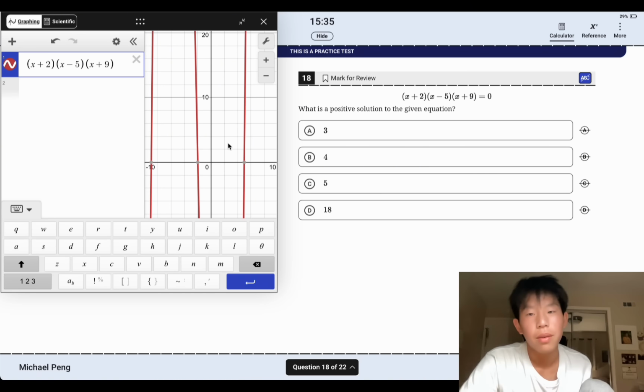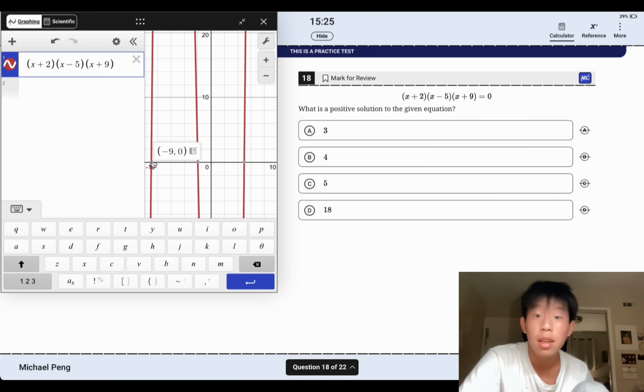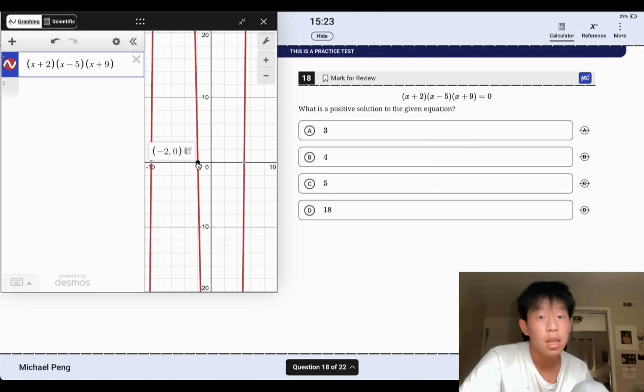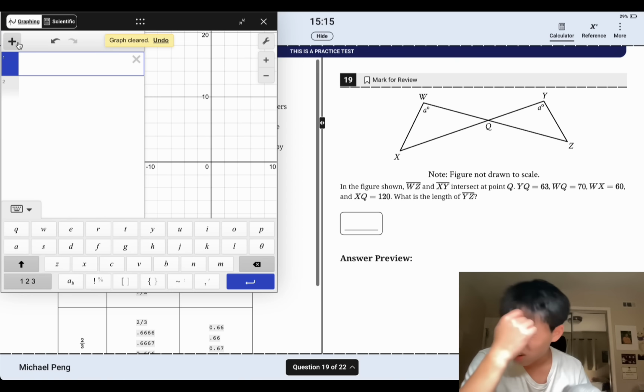Okay, anyway, it's asking for the positive solution. So the solution is just another way to say, when does it hit the x-axis? So this one hits the x-axis at -9. Is -9 positive? No. Is -2 positive? No. Is 5 positive? Yes, so it's 5. Boom, there's our answer.